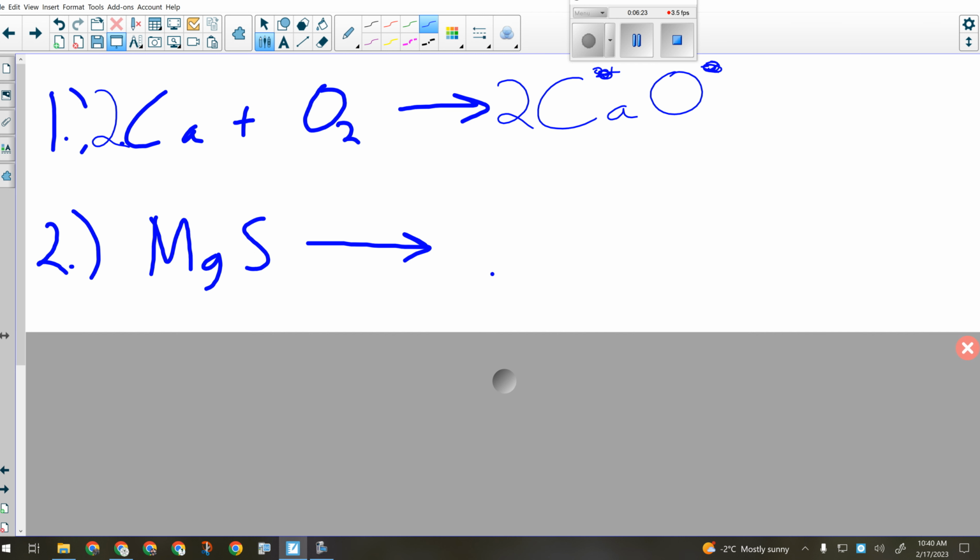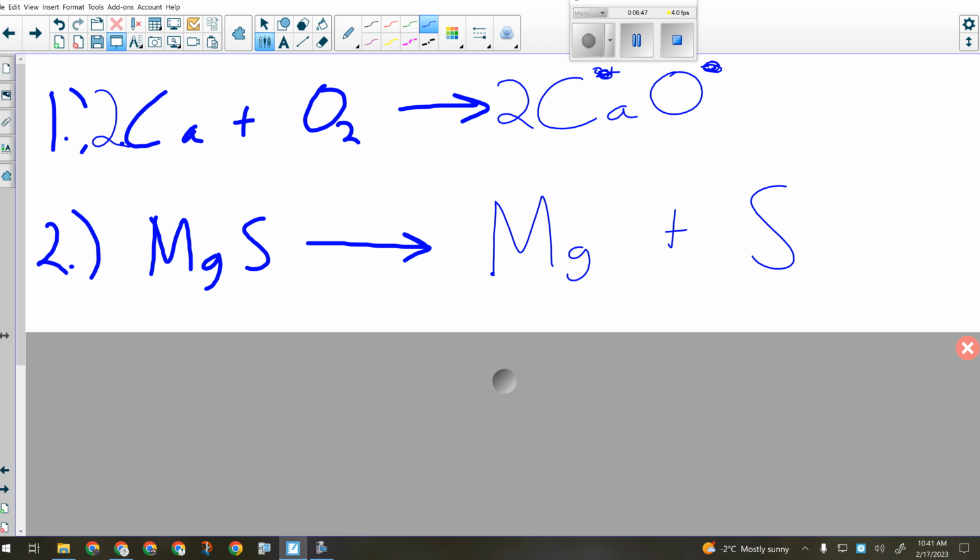Okay. Give that one a try. See if you can predict the products for that one. All right. What kind of reaction starts with only a compound? Yeah, decomposition reaction starts with just a compound. So this is going to break down into magnesium and sulfur.